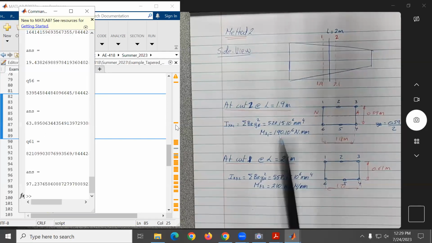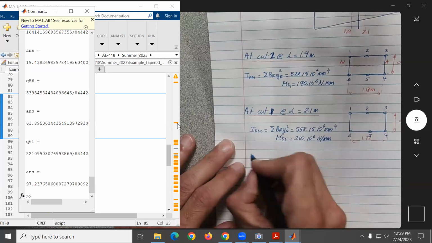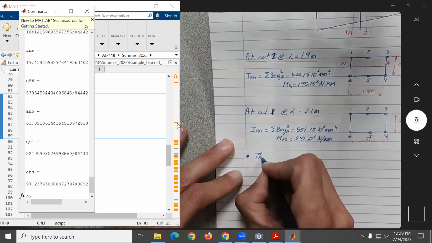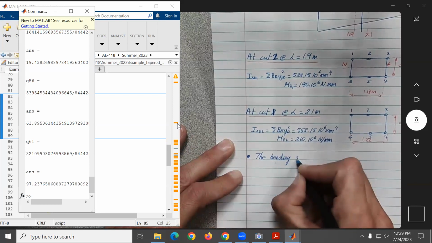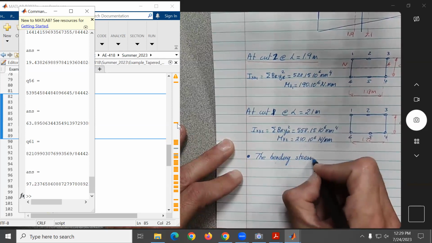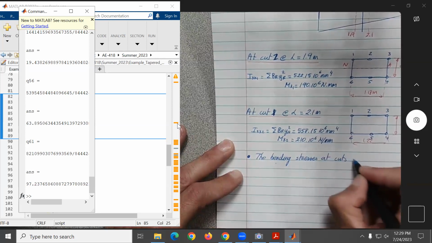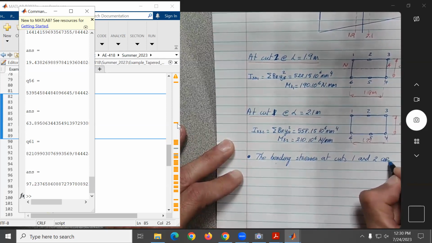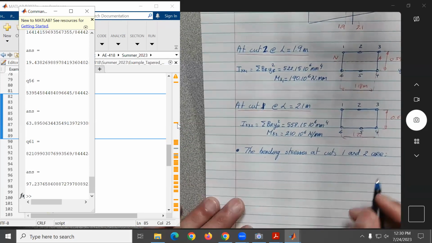All right, so I want to say over here the bending stresses, that's 1 and 2. So this could be more complicated than the other method, but I think after that it's a lot easier.